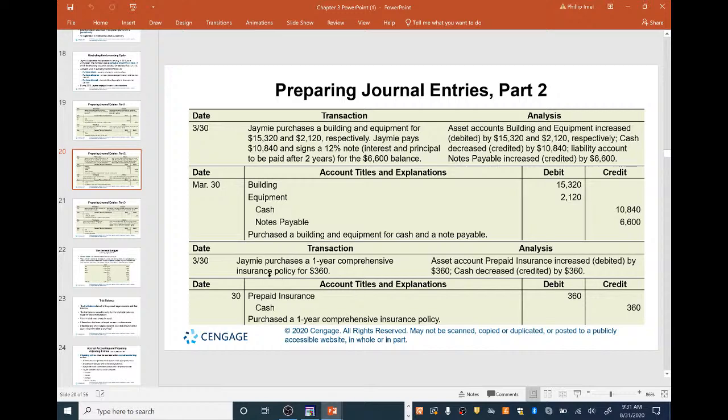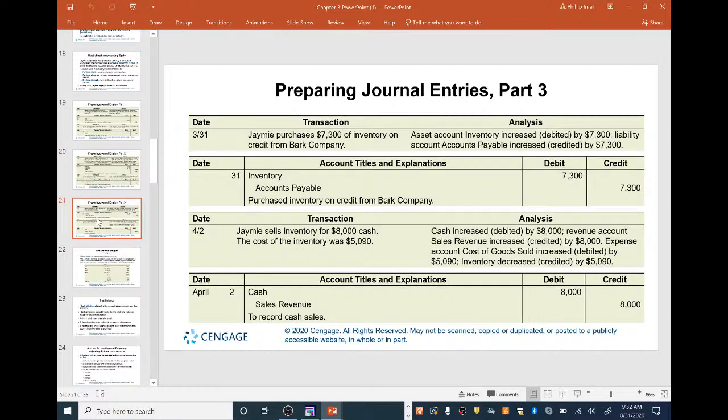Once again, we purchased a 1-year comprehensive insurance policy for $360, right? So we're receiving the right to use that policy for a year. We prepaid the insurance, which is an asset. We increased it by debiting it $360, and we paid cash for it. So we're reducing cash, money going out, by $360. Once again, the asset account prepaid insurance is debited or increased by $360. Cash is decreased or credited by $360.